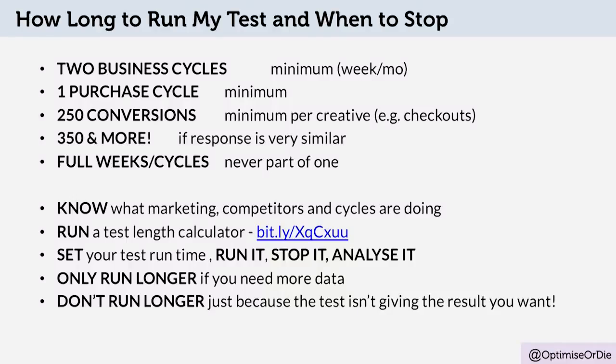I'm not going to run through all these. These are rules that have taken me 5 or 6 years to work out, and this is the baseline that I use. This is the best way I can explain to people. You need 2 business cycles minimum. You need as much of a purchase cycle, or 1 whole purchase cycle. You need at least 250 conversions, if not more, if the stuff is very similar.